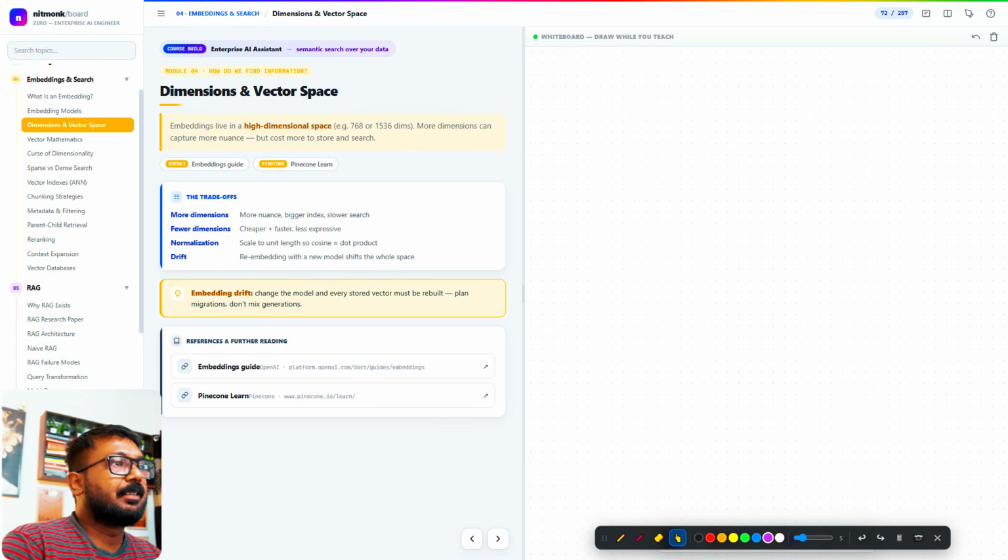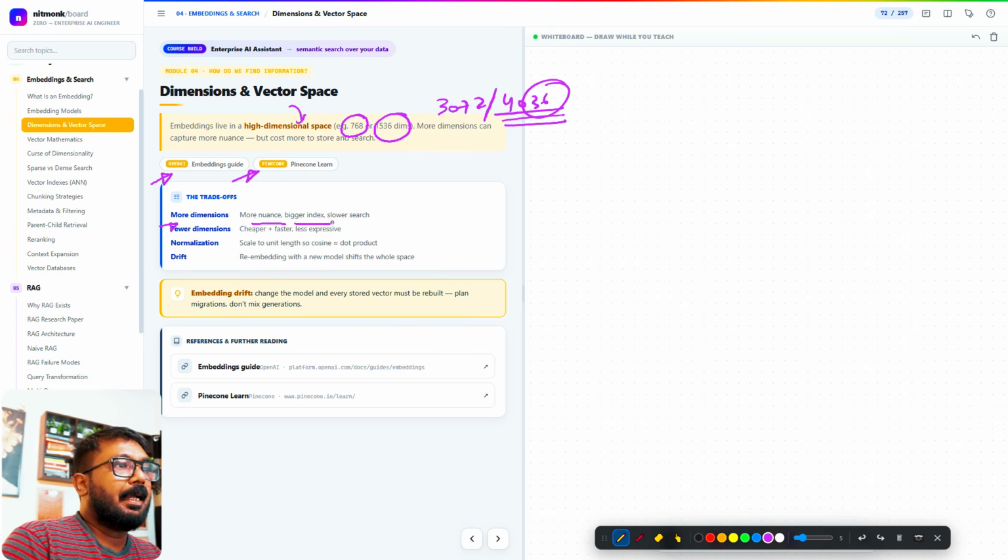Embeddings live in high dimensional space. That's where we talk about these different dimensions: 768, 1536, even 3072, even 4096 or something like that. Here is a number, right? Here you can see this embedding I have given. More dimensions means more nuance, but a bigger index and slower search.